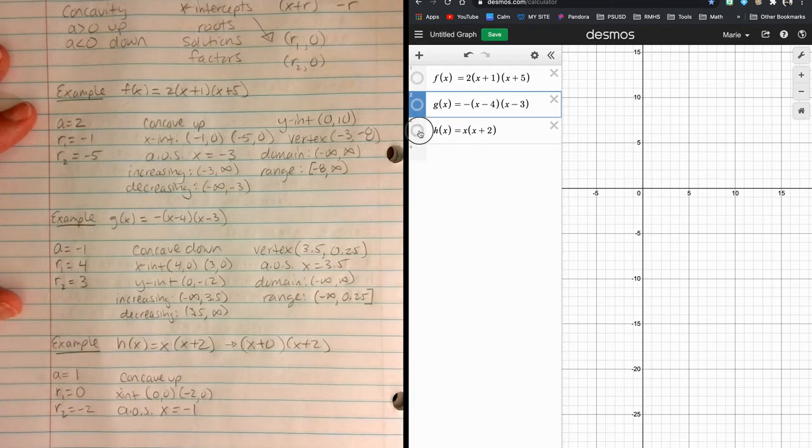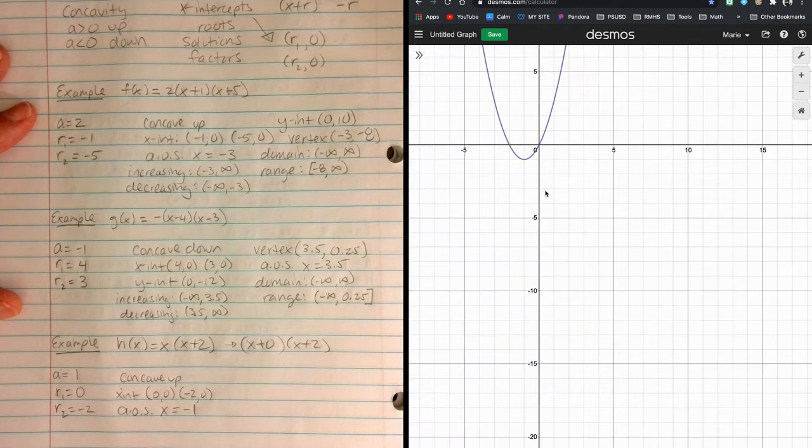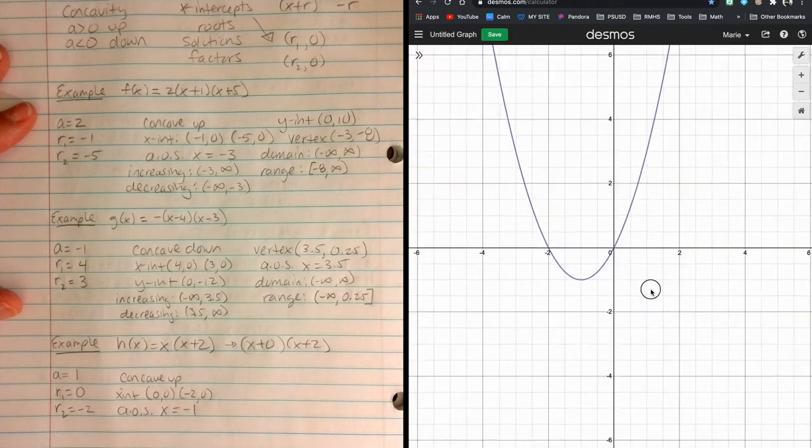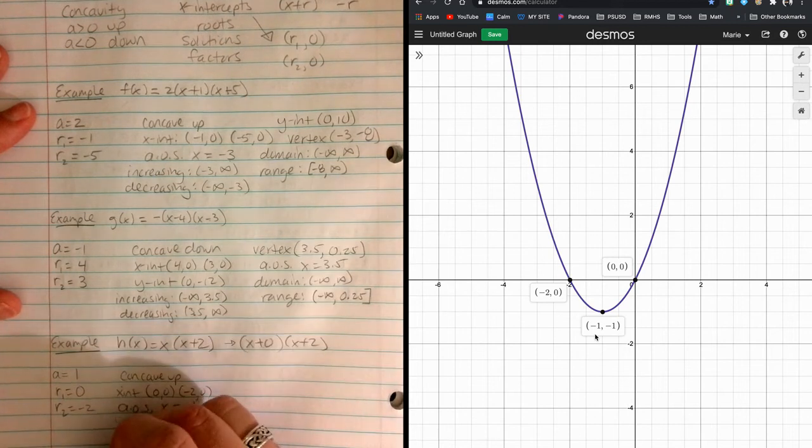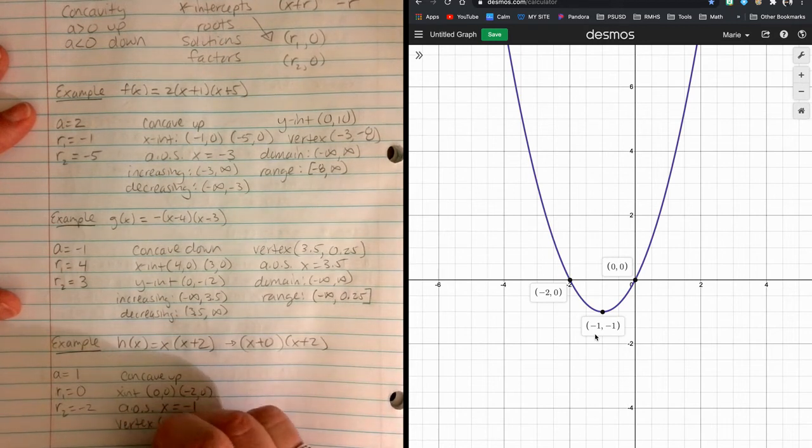So let's see if we were right. Let's turn this one on and see what the graph looks like. All right, so here's our x-intercept, cool, and check it out, there's our vertex, which means that negative 1 is our axis of symmetry. All right, so the vertex is negative 1, negative 1.